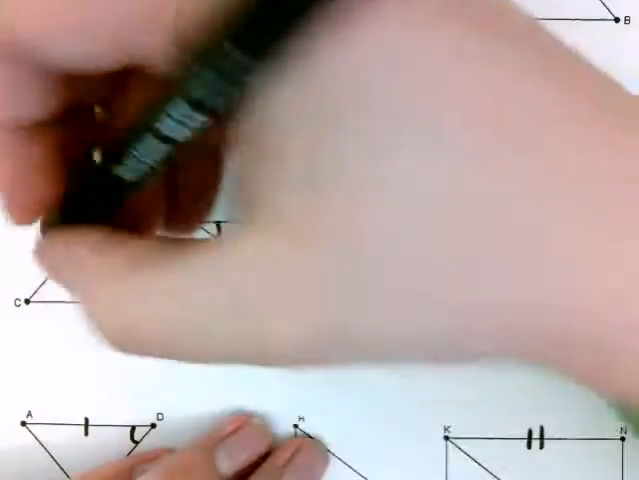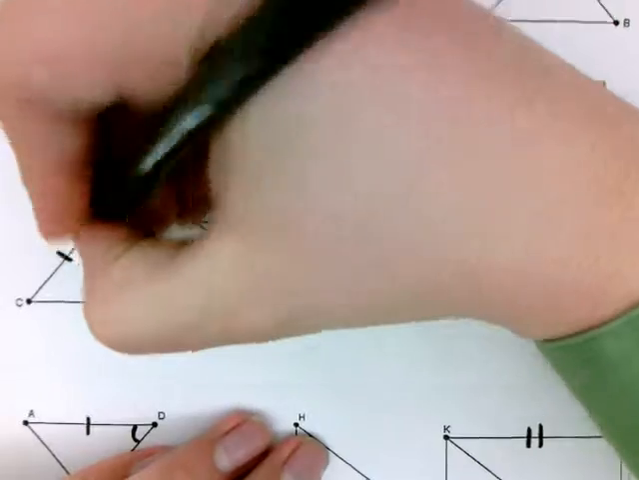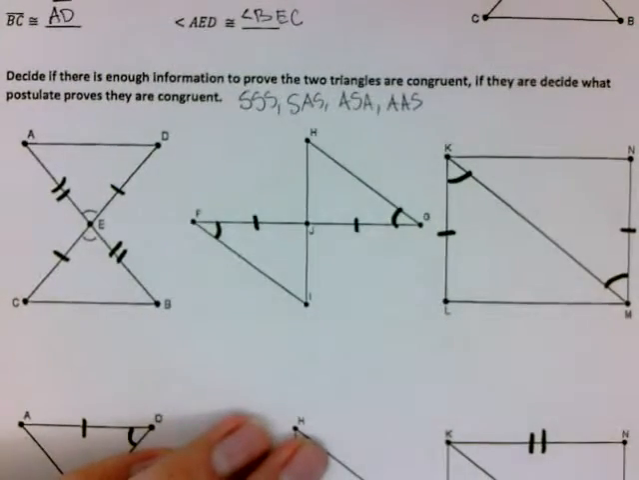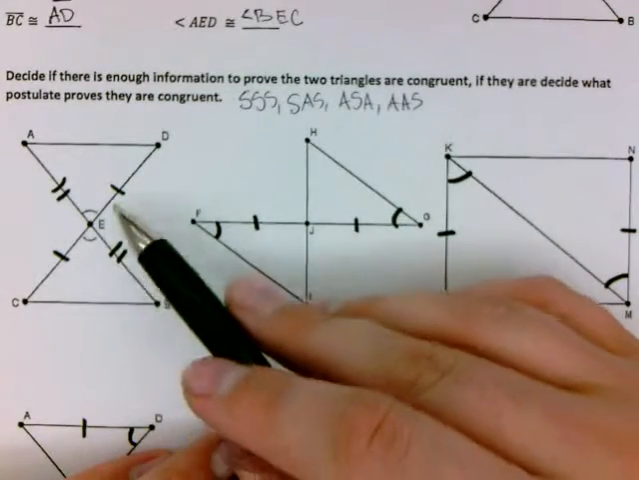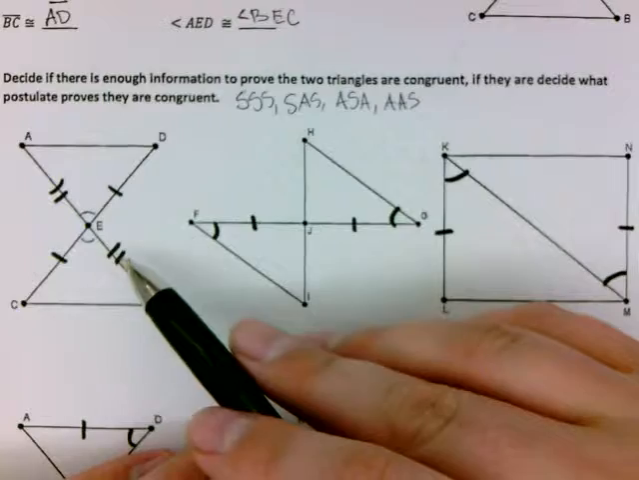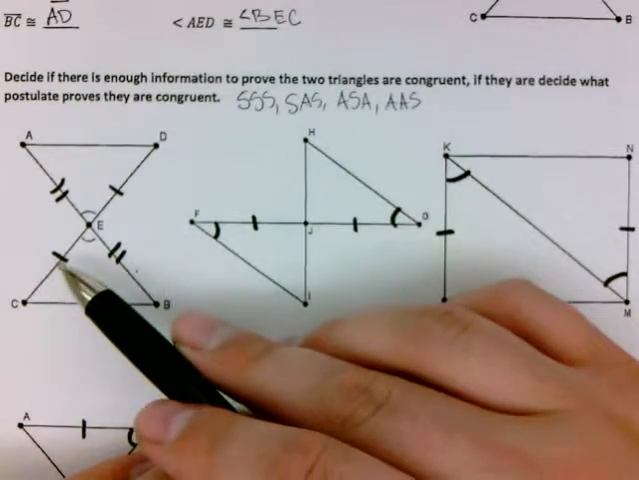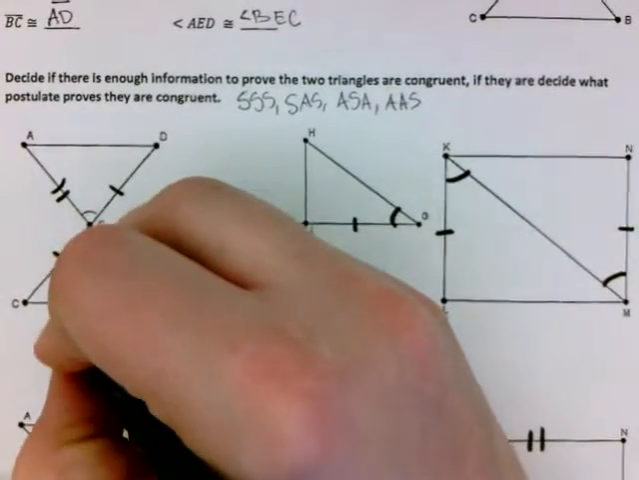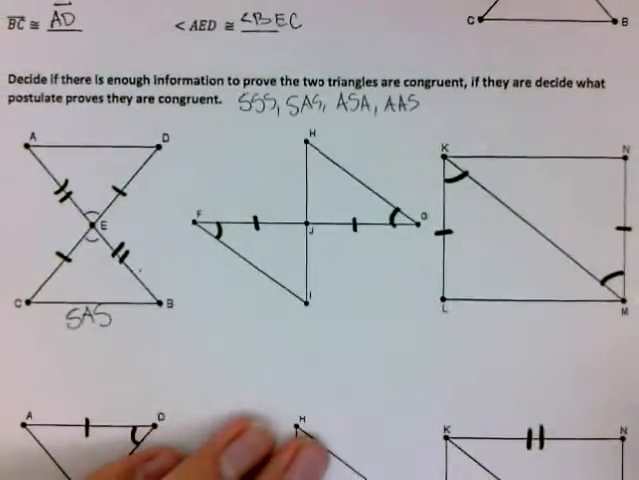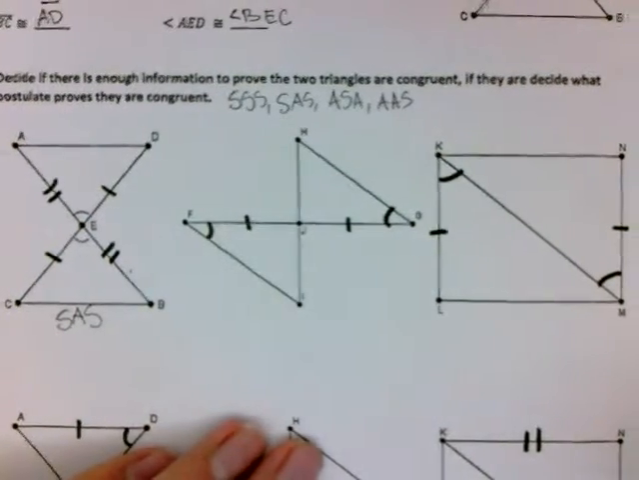On this first one, we know that these two angles are vertical angles, so we know they're congruent. So we can mark that they're congruent. Now given that, we can see that we have a side, an angle, and a side, and we have a side, angle, side over here. So we know that these two are congruent by side, angle, side. That's why these two are congruent.